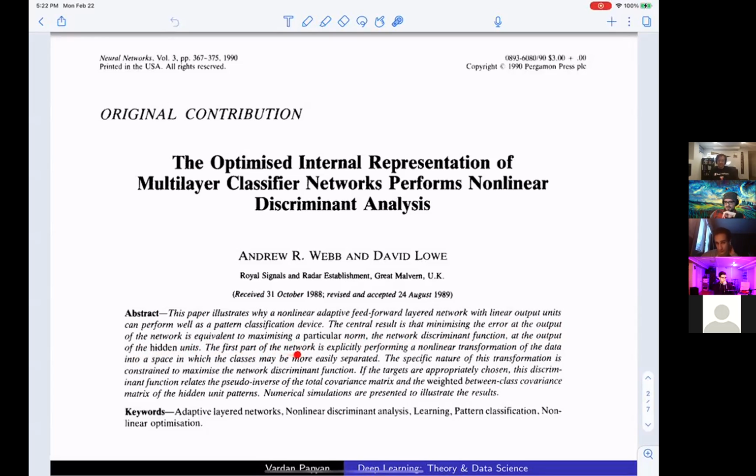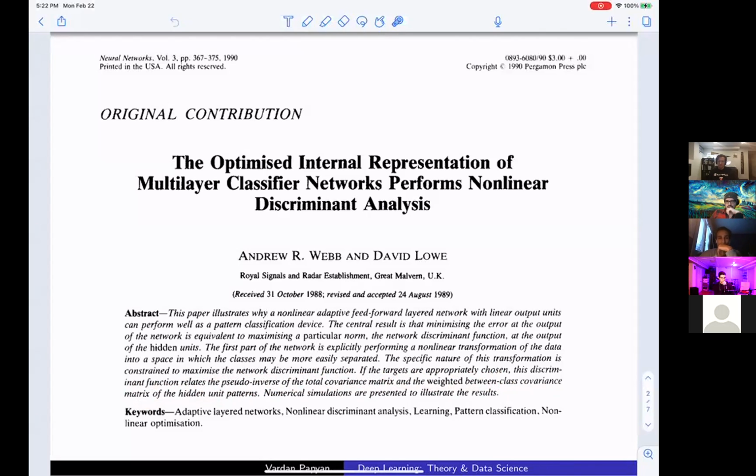The first part of the network is explicitly performing a nonlinear transformation of the data into a space in which the classes may be more easily separable. The specific nature of this transformation is constrained to maximize the network's discriminant function. If the targets are appropriately chosen, this discriminant function relates the pseudo-inverse of the total covariance matrix and the weighted between-class covariance matrix of the hidden unit patterns.